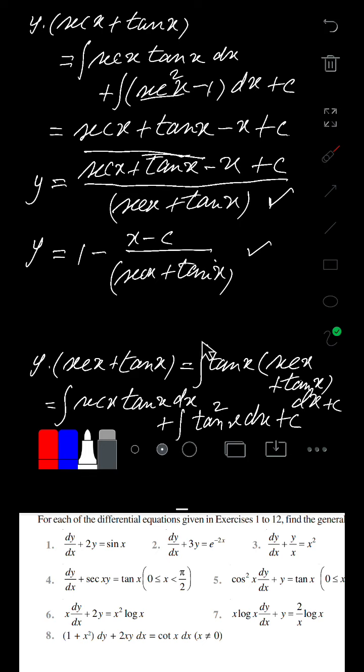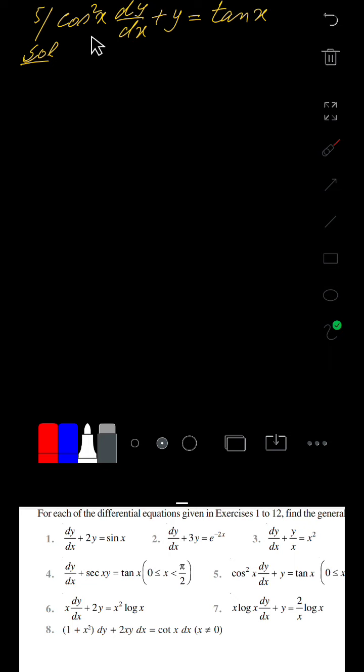Your answer is perfect. Now the fifth differential equation is cos square x dy upon dx plus y is equal to tan x. This is not in a standard form, because in the standard form the coefficient of dy upon dx must be unity. So in order to bring it into standard form, we need to divide each and every term of the equation by cos square x to create unity over here. So dividing both sides by cos square x.